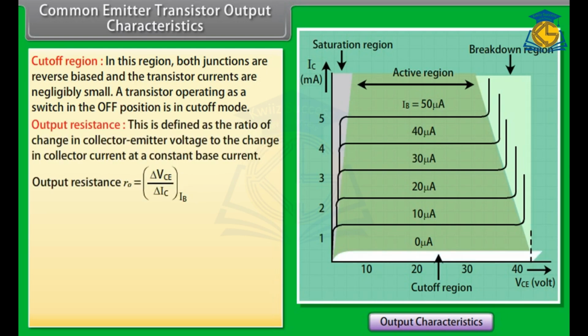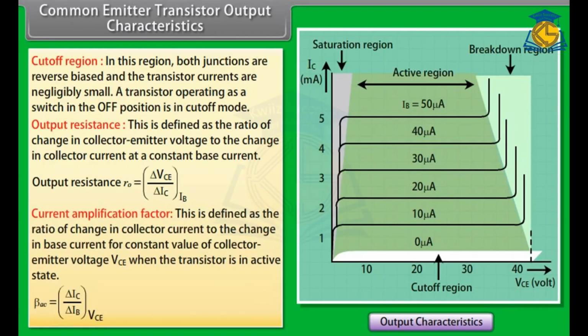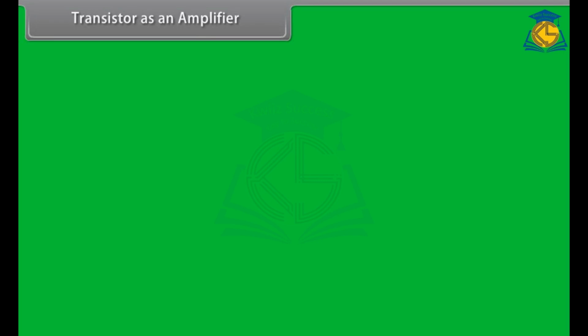Output resistance. This is defined as the ratio of change in collector emitter voltage to the change in collector current at a constant base current. Current amplification factor. This is defined as the ratio of change in collector current to the change in base current for a constant value of collector emitter voltage VCE when the transistor is in the active state. Transistor as an amplifier.